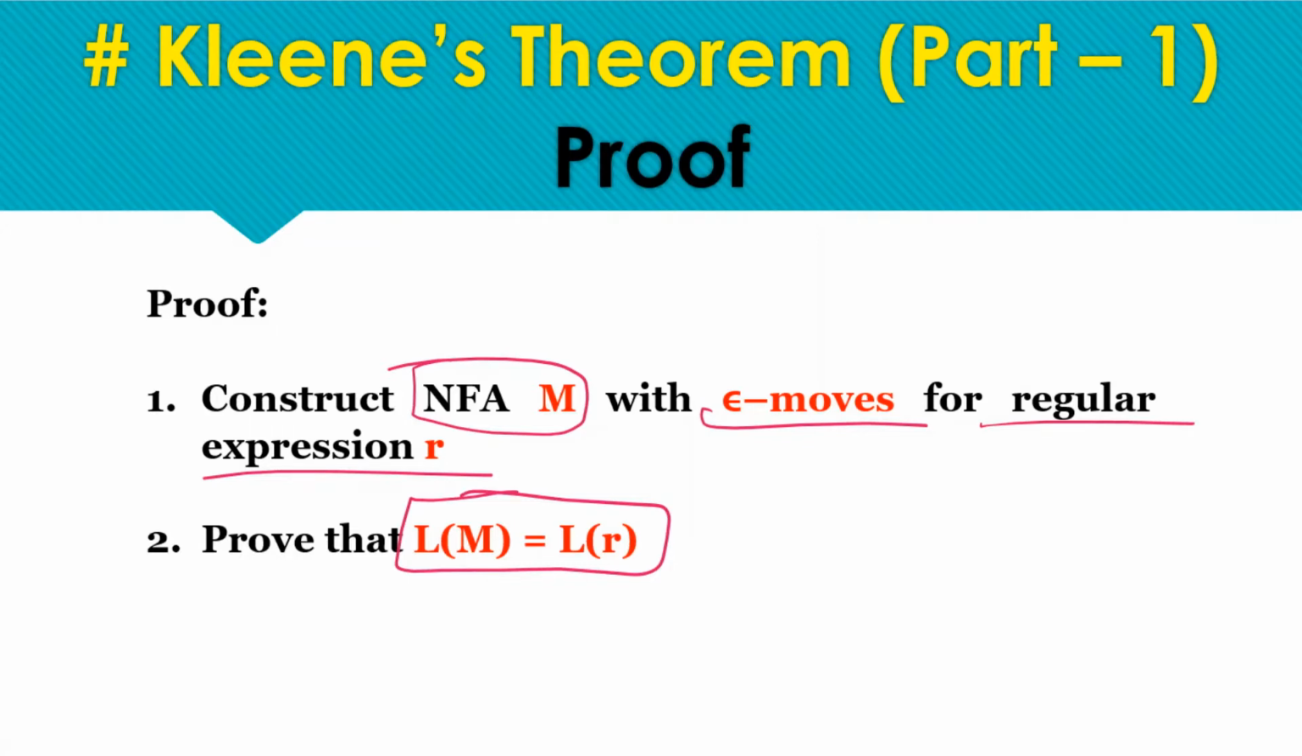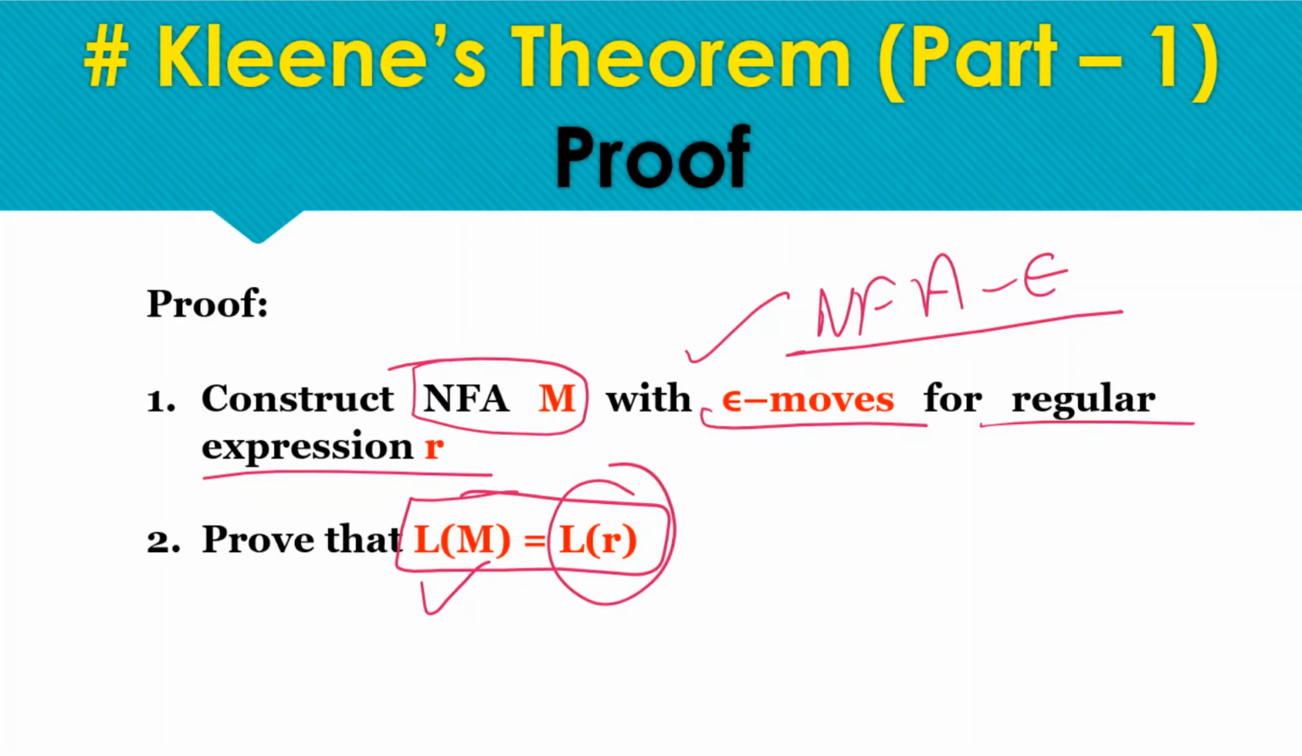Okay, so for every expression we have to construct, our approach is to construct an NFA with epsilon moves. Next we have to prove that the language of that machine is equal to the language of the expression. We just have to perform these two steps for every case.